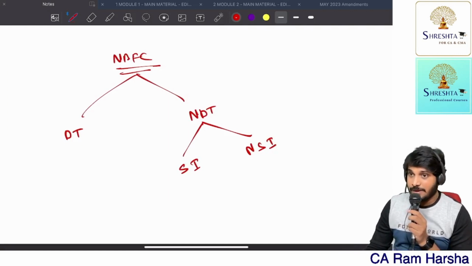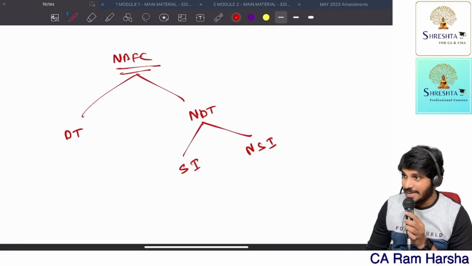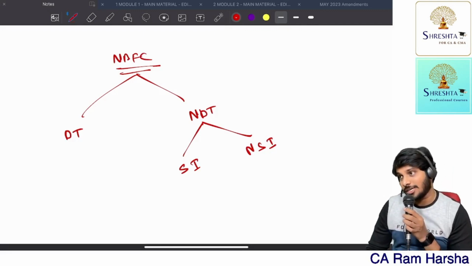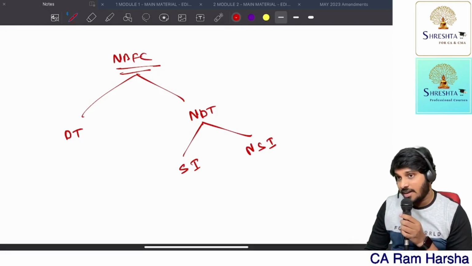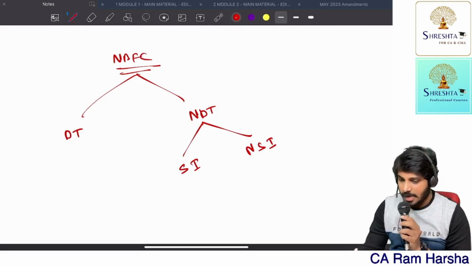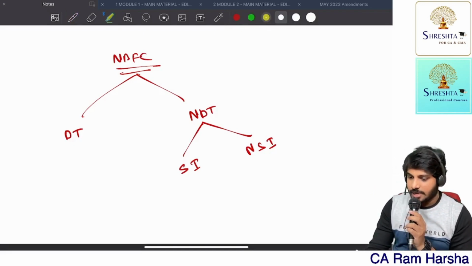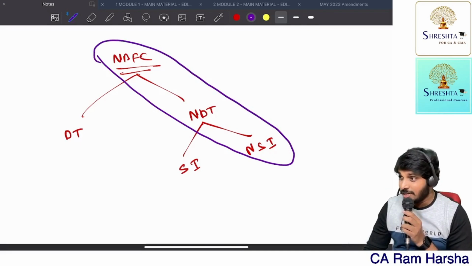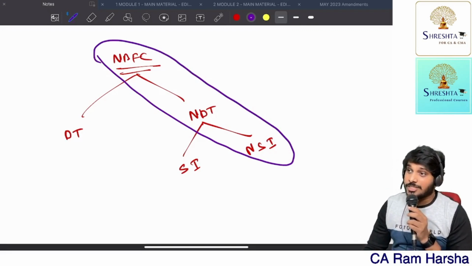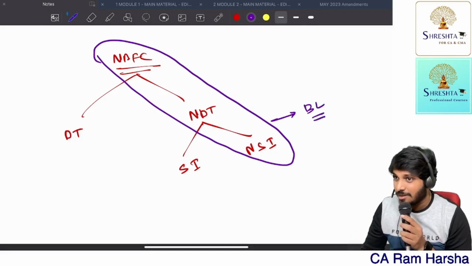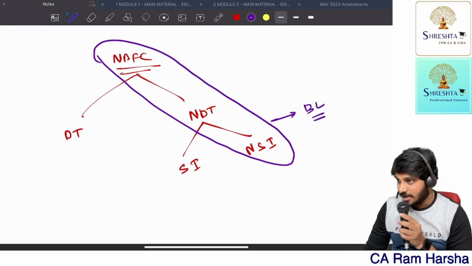Again, NBFCs which are non-deposit taking were subclassified into systematically important and non-systematically important. Now, where has the amendment come in this classification? NBFC non-deposit taking, non-systematically important is called the base layer. What is it called? Base layer. Able to understand?